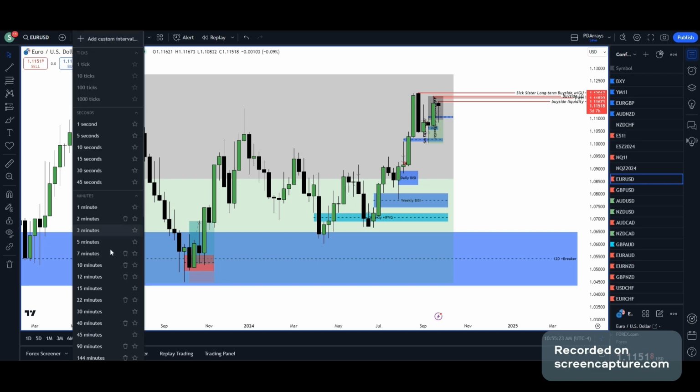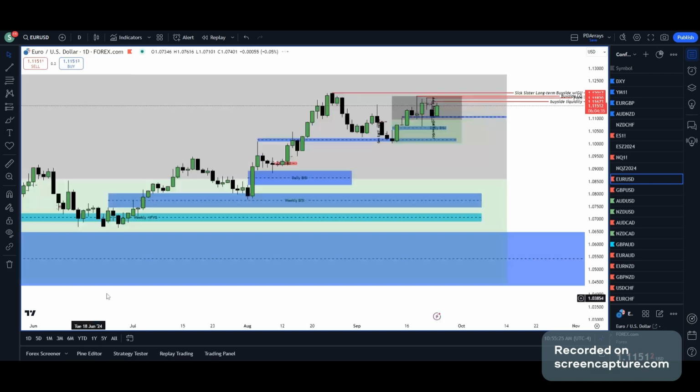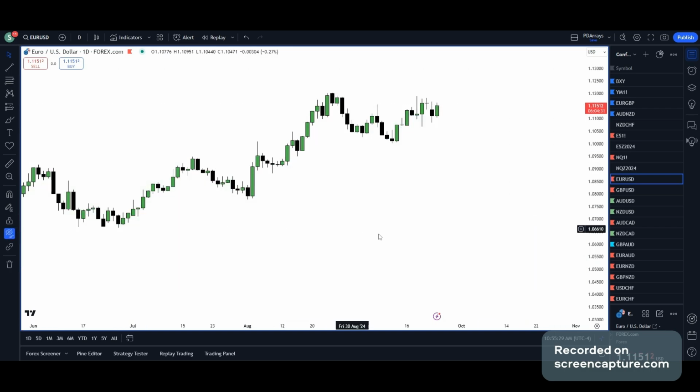So now I'll drop down to the daily and I'll clear some of this out. All right, so on the daily, we can see here most recently that we have a daily buy side imbalance, sell side inefficiency here, and we have a daily buy side imbalance, sell side inefficiency here. Now, the one that price has just used most recently was actually this one here, but it dipped down as low as this one here.